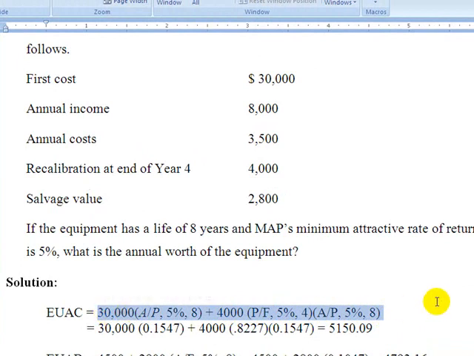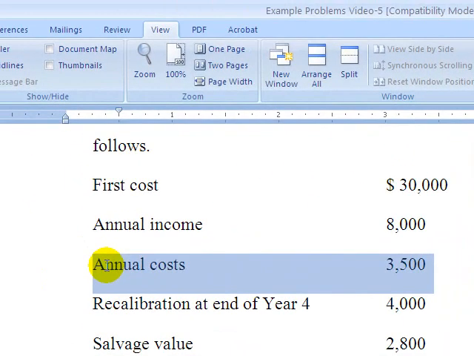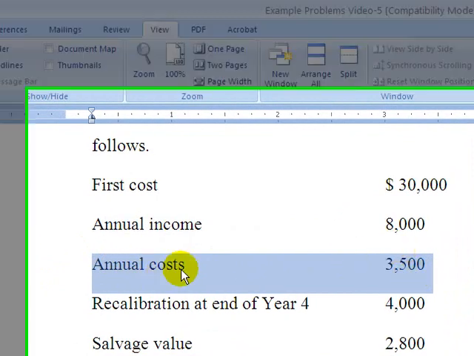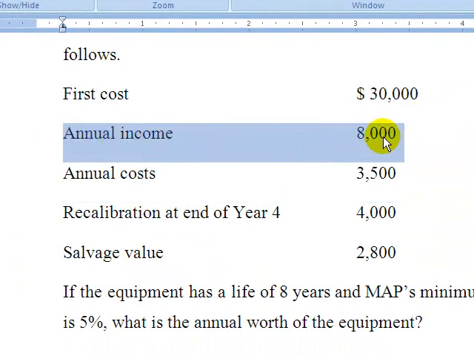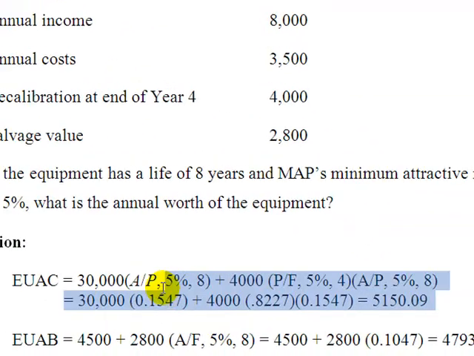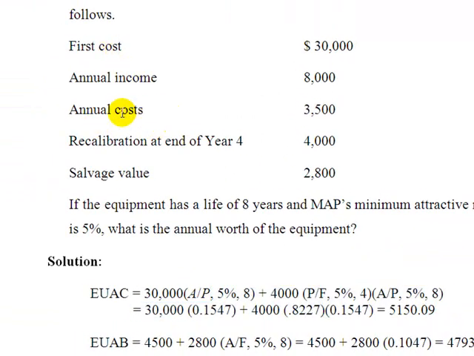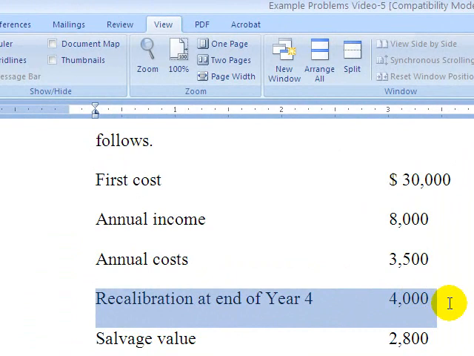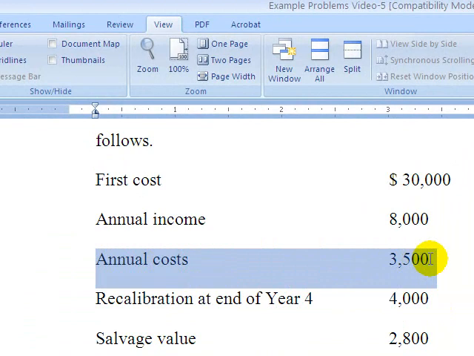Are there any other costs? Let's see. No, there is one more cost, which is 3,500. But what we will do is subtract it, since that is an annual cost already, that is already an A number. So we will subtract that from annual income, 8,000 minus 3,500. Let's not worry about that for now. So the cost we have calculated is based on the first cost and the recalibration in year 4. If you want to add the annual cost as well, that's fine.